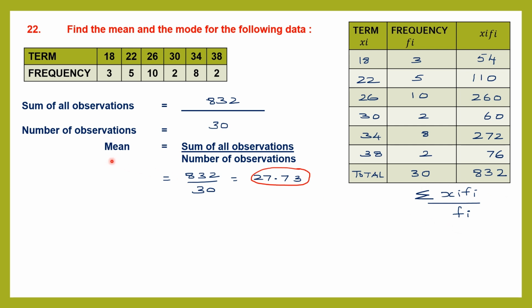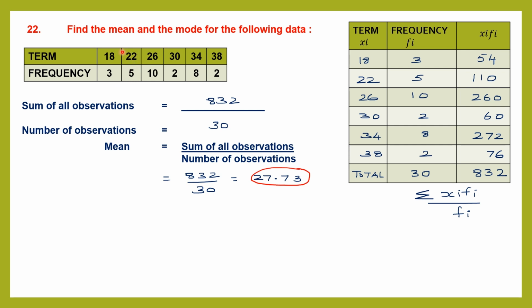Okay, now that we have found mean, let's go to the next part, that is to find the mode. What is the mode? You have to look at all the terms. The term that has been repeated the maximum number of times is the mode. Okay, now 18 is repeated 3 times. 22 is repeated 5 times.